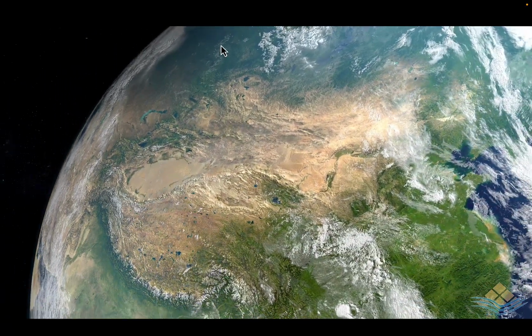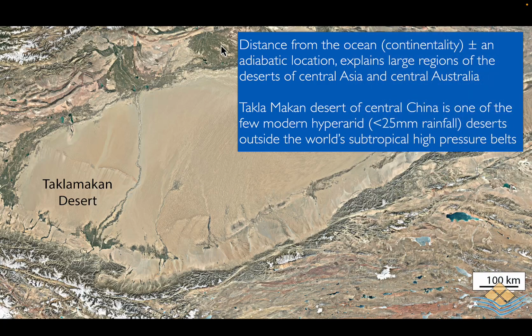So this brings in the concept of continentality. The Taklamakan Desert is just too far from the ocean, and it's also at what is an adiabatic location. So it explains one of the largest regions of desert in Central Asia. It also explains some of the extensive desert areas in Central Australia. They're just too far away from the moisture source for rainfall, the oceans, to pick up much rainfall.